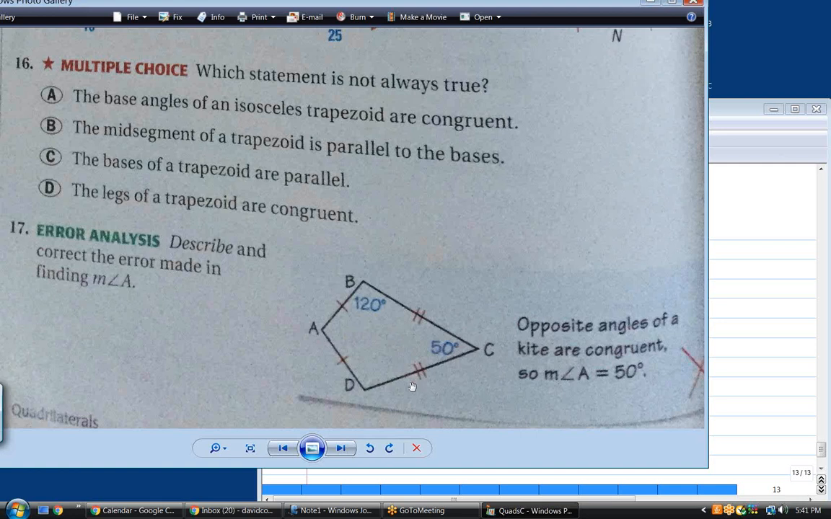This is one you can tell by inspection, even though they haven't drawn it correctly. They haven't even drawn a proper kite there. If I connect A to C and connect B to D, I don't even have perpendicular lines, I don't think. But D is 120, and we know the sum is 360, so I could figure out what A is. But I can't just assume that A is 50 because it's an opposite angle. Opposite angles of kites are not congruent except for one pair of them.